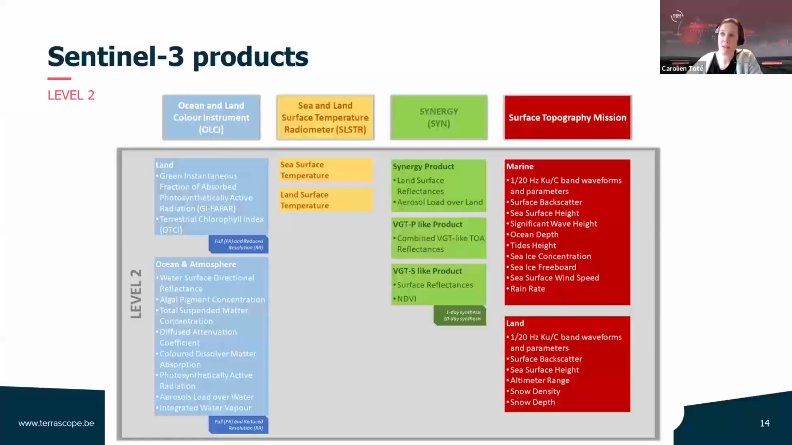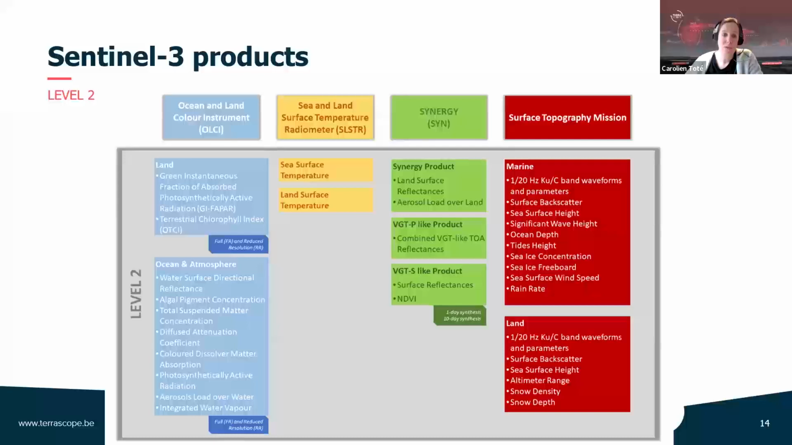At level 2, from OLCI, there is a series of land products. The green instantaneous FAPAR, fraction of absorbed photosynthetically active radiation. There is the OTCI, a terrestrial chlorophyll index. And you have a long list of ocean and atmosphere products like water leaving reflectance, algal concentration, total suspended matter, and so on. For SLSTR, there are two basic level 2 products, that's sea surface temperature and land surface temperature.